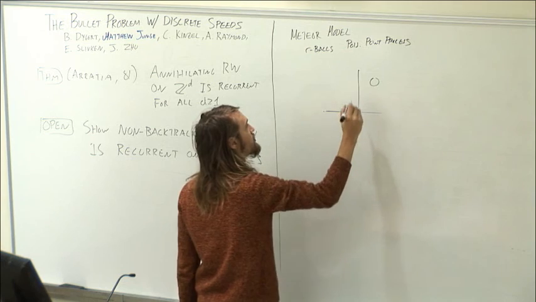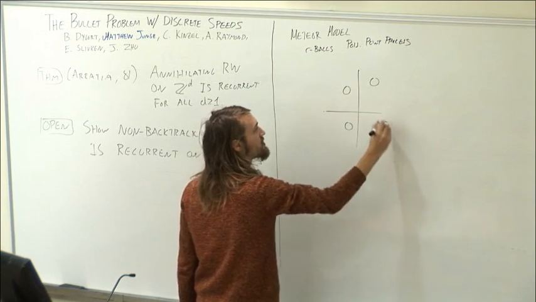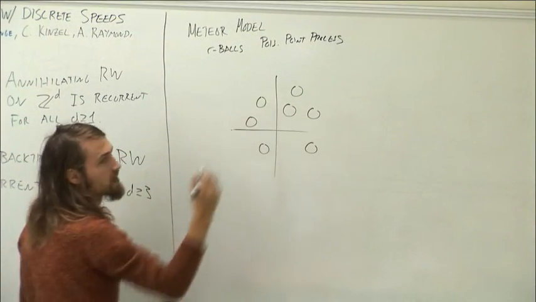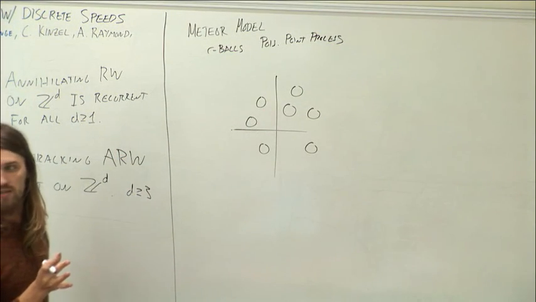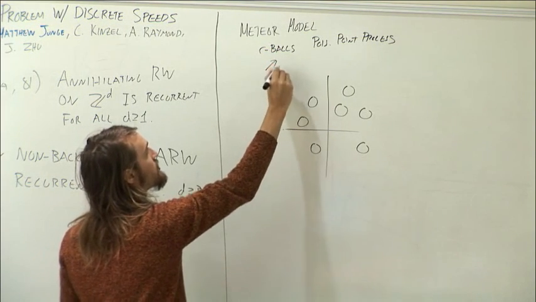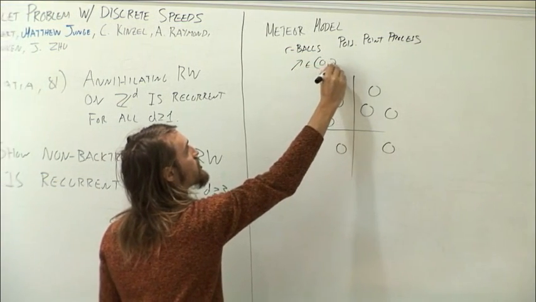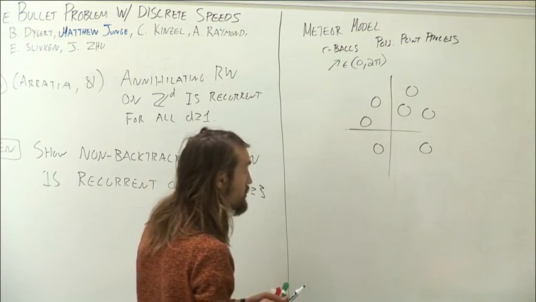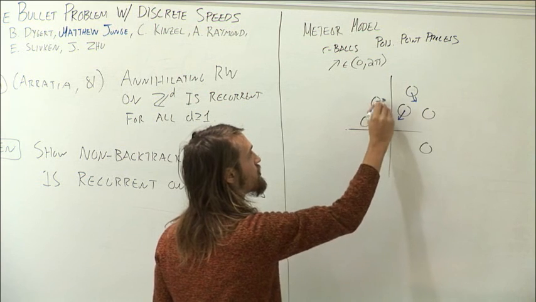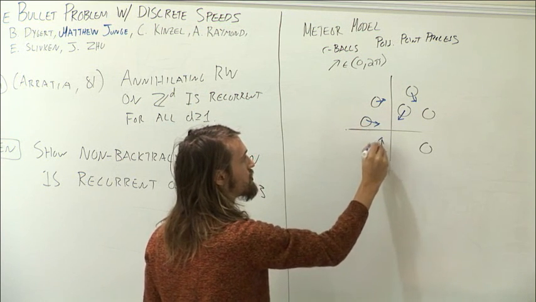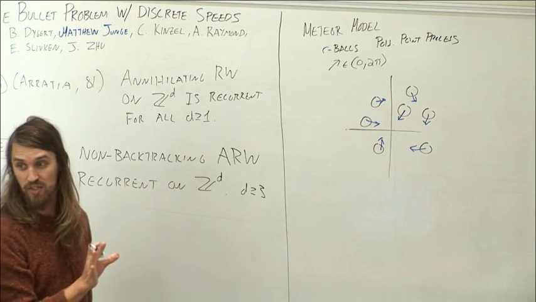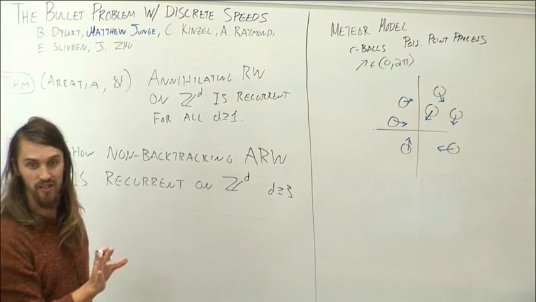Let's just look at this. You can do this in any dimension, but let's say we do it in R^2. To each one of these, you assign a random direction. So give them a direction uniformly in [0, 2π]. This is all the randomness present in the model. From here on out, it's deterministic.